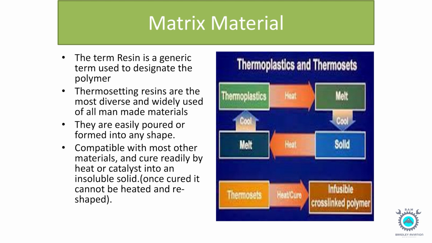Matrix material. The term resin is a generic term used to designate the polymer. Thermosetting resins are the most diverse and widely used of all man-made materials. They are easily poured or formed into any shape, compatible with most other materials, and cure readily by heat or catalyst into an insoluble solid. Once cured, it cannot be heated and reshaped.